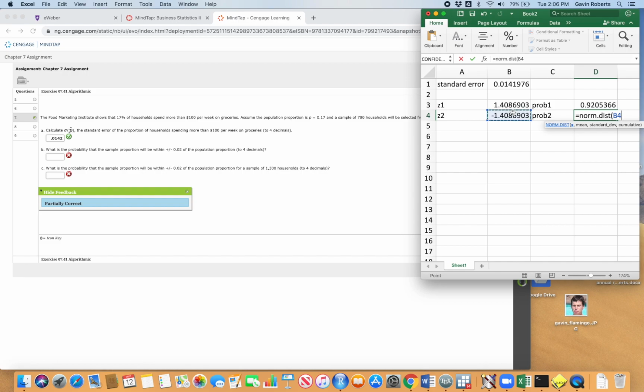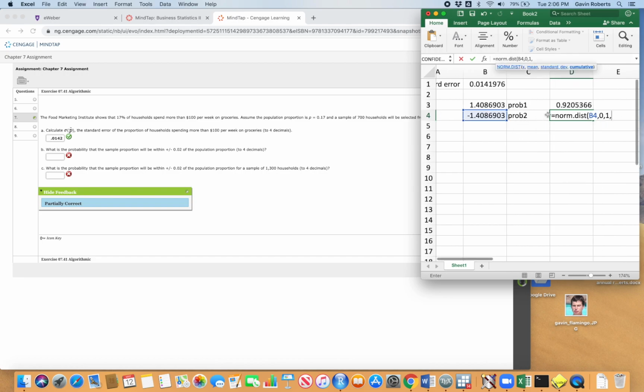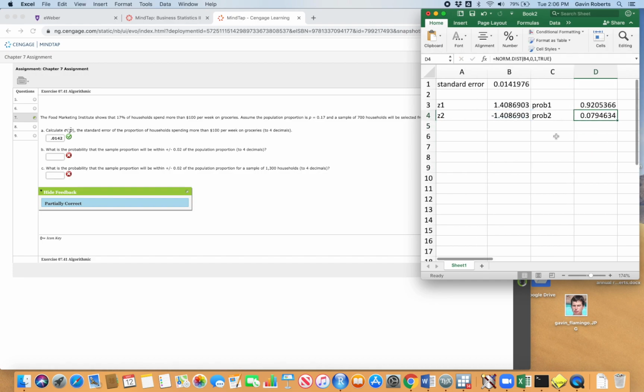X, annoyingly, they call z x, but that's because there's a lot of different types of normal distributions. This one's the standard normal distribution. Expected value or mean is 0, standard deviation is 1, and it's true. That's the probability of being to the left of 1.41, I should have said, below. Standard error is below the population proportion.